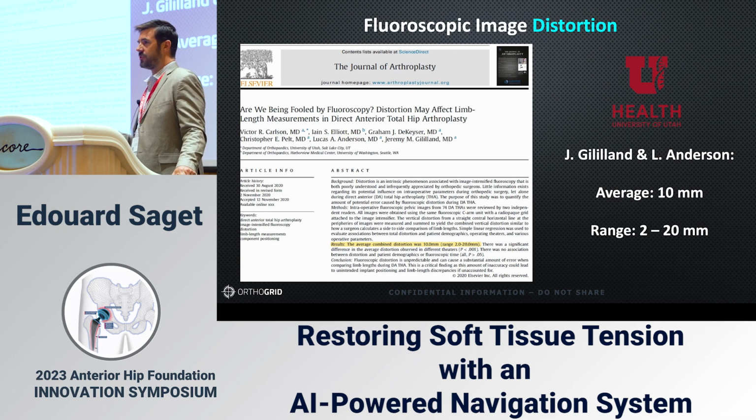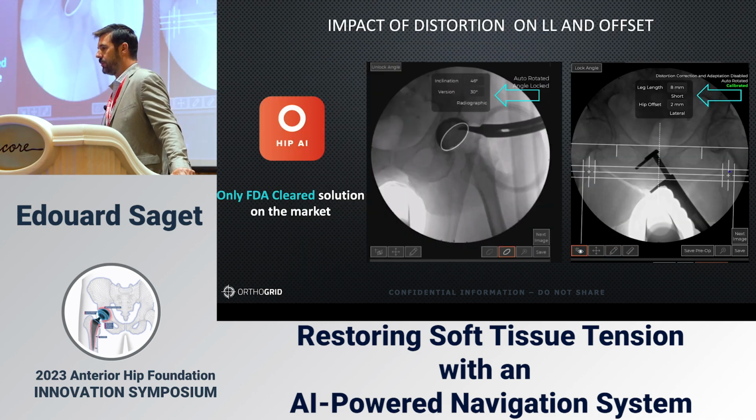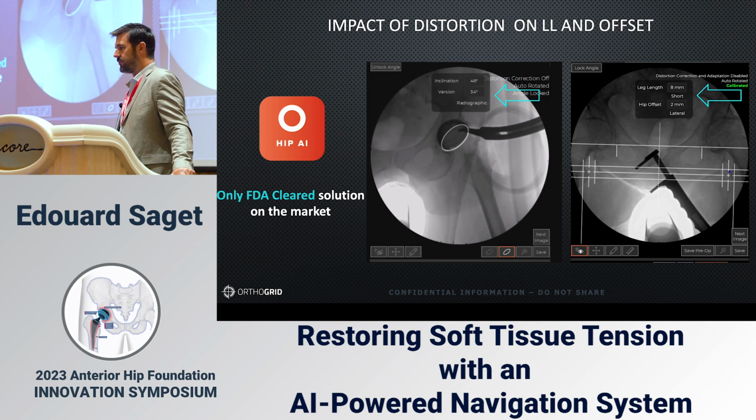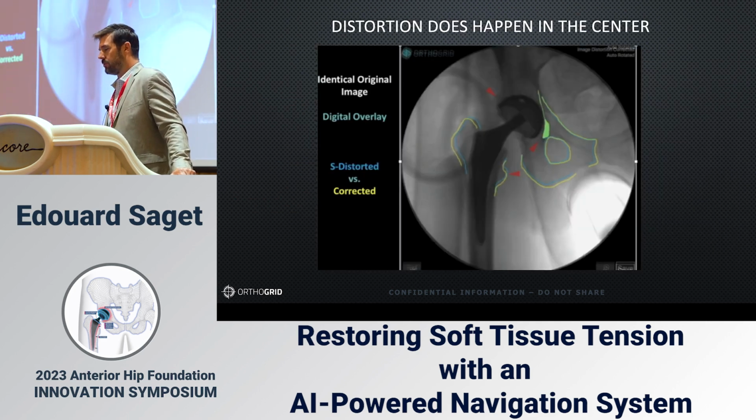Dr. Gilliland published on that in the Journal of Arthroplasty. The average is 10 millimeters, but that doesn't really matter. Really, the outlier of 20 or so is probably what you need to be concerned about. And it affects the cup just as much as it affects the leg lengths. So Dr. Larry talked about the rod across. That's what he was referring to. It does happen in the middle, so don't be fooled by it.